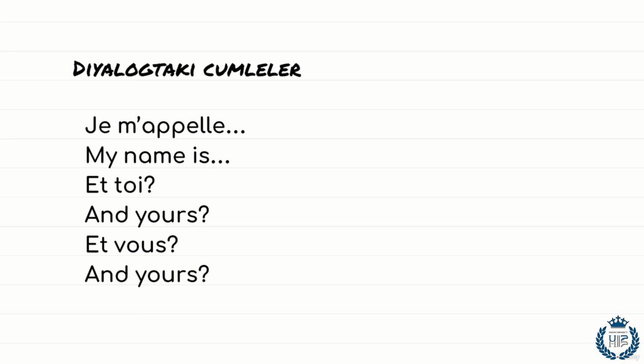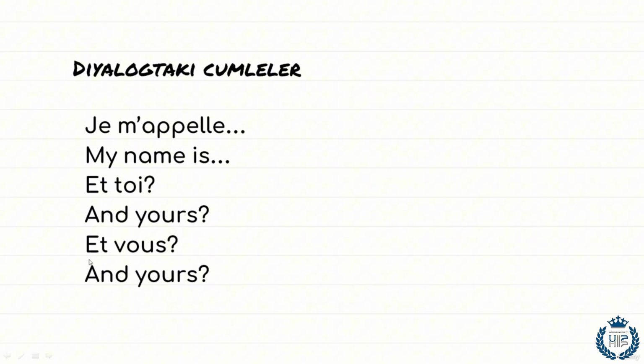Je m'appelle Alena. Et toi? Okay, you should have said je m'appelle and then your name. Okay, good job. Je m'appelle is "my name is," we said. And then there is also et toi, which means "and yours." Et means and, toi means you.